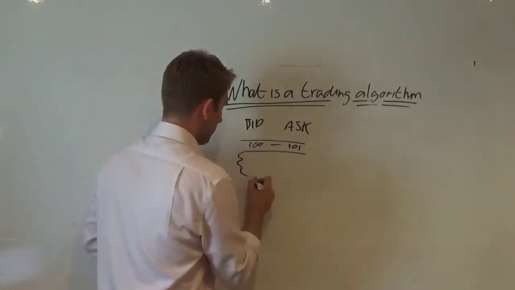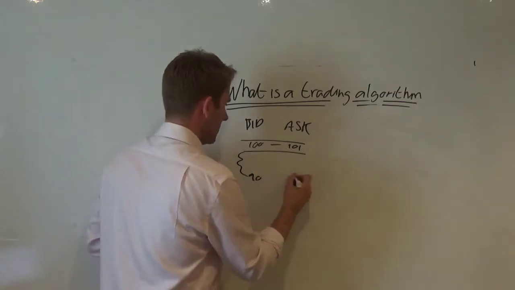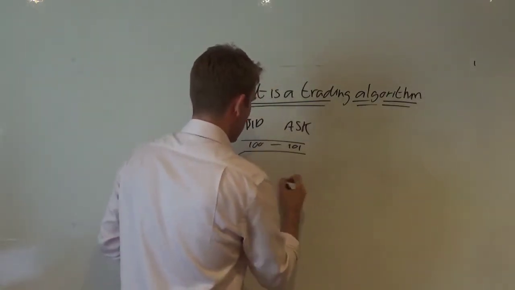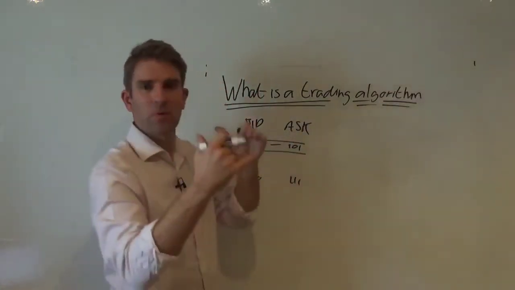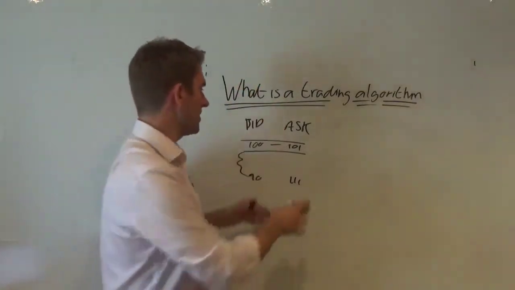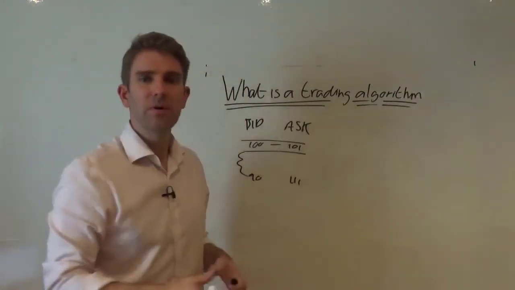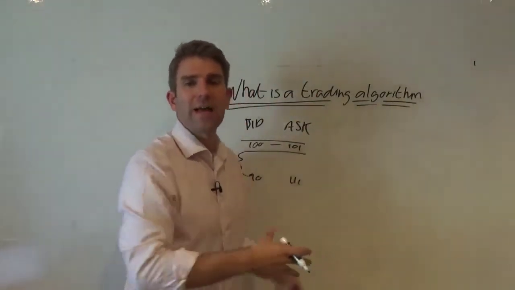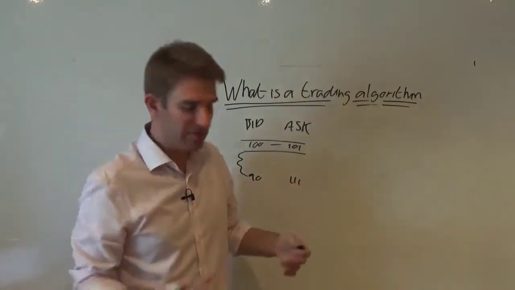So you have an order here at 90 and an order here at 111. It would adjust its position as that price adjusts. The idea being that if someone comes along and sweeps the market and takes all that, it wants to be there to provide liquidity. That's a very simple algorithm.